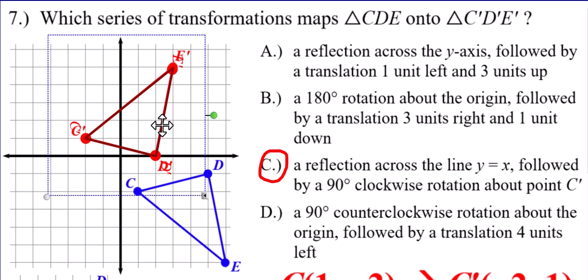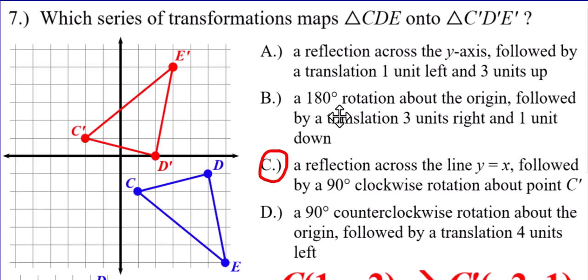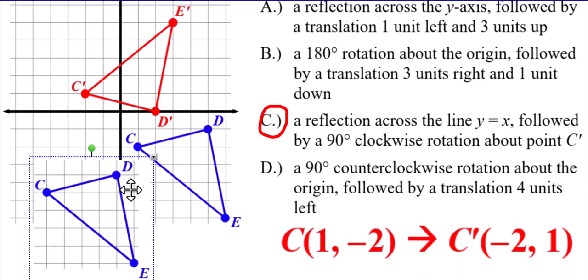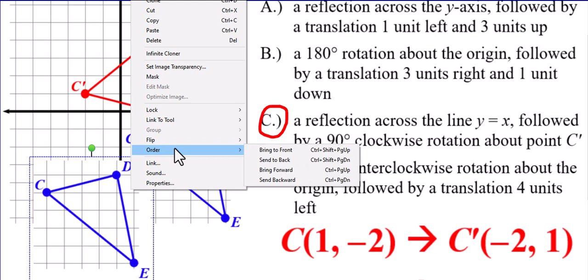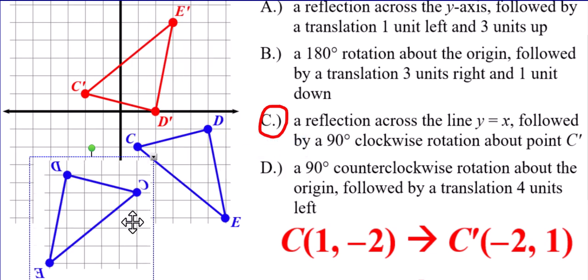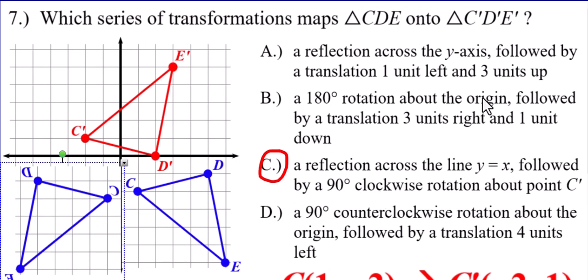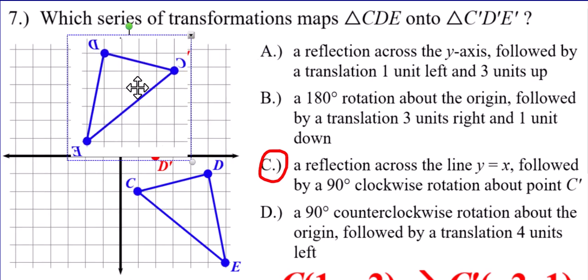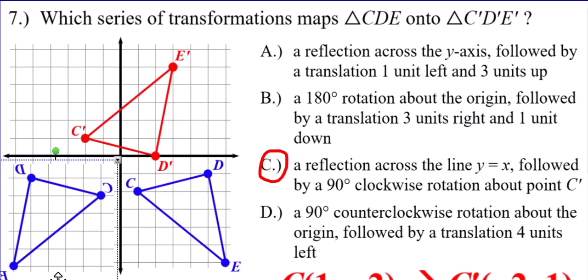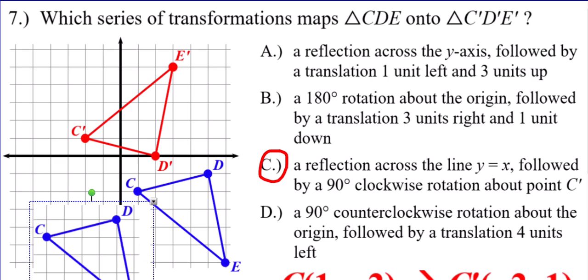Now, I can also show you why choices A, B, and D do not work. If I reflect the original figure, which is down here, across the y-axis, that's going to make it flip like this. And then if I just translate it, it doesn't match. The orientation does not match. So that's why choice A doesn't work.